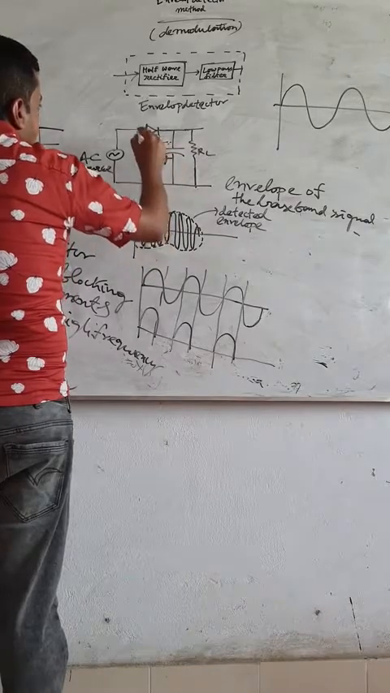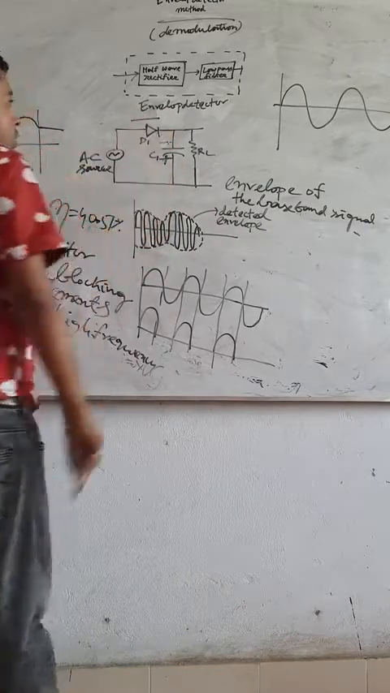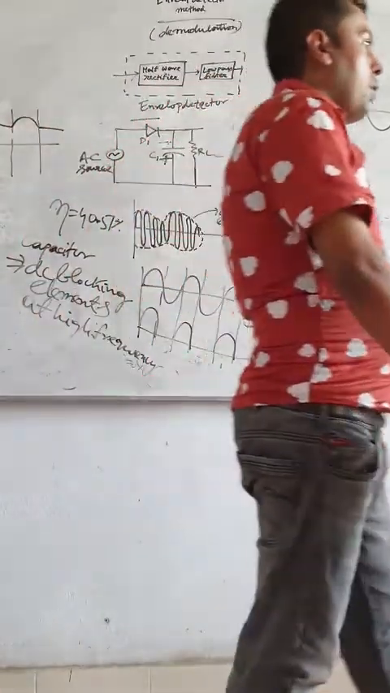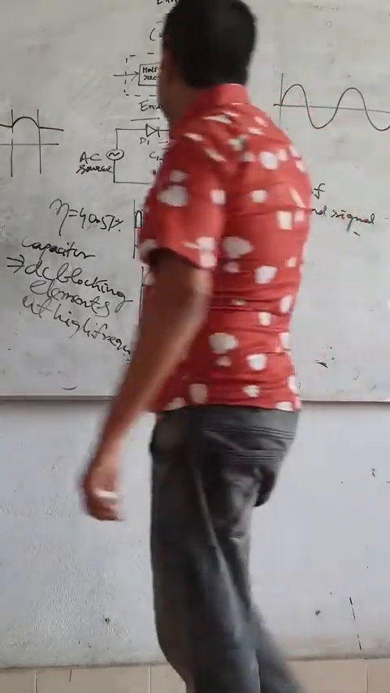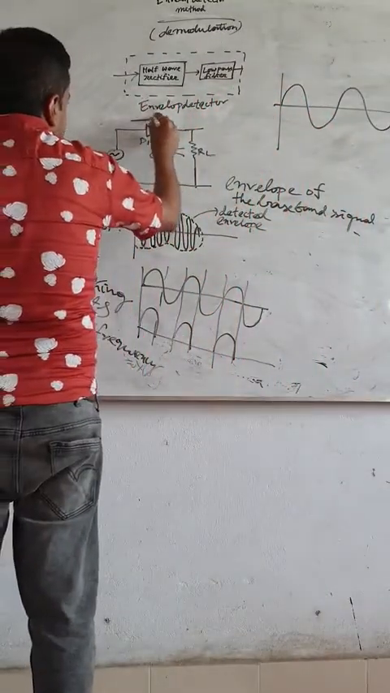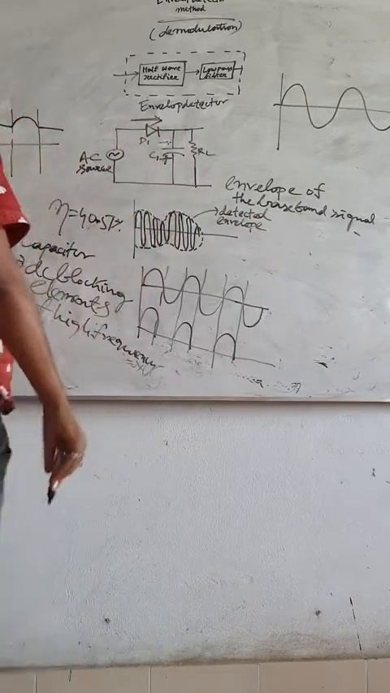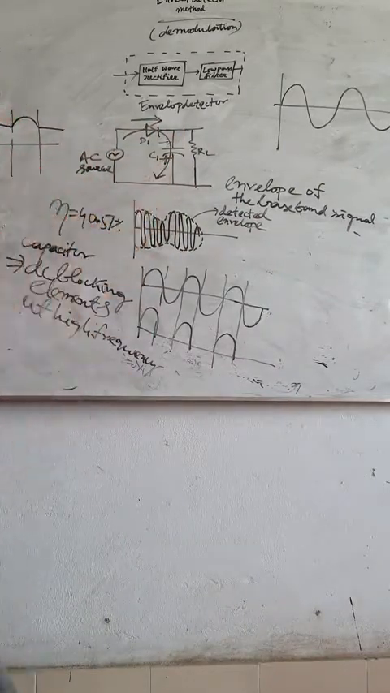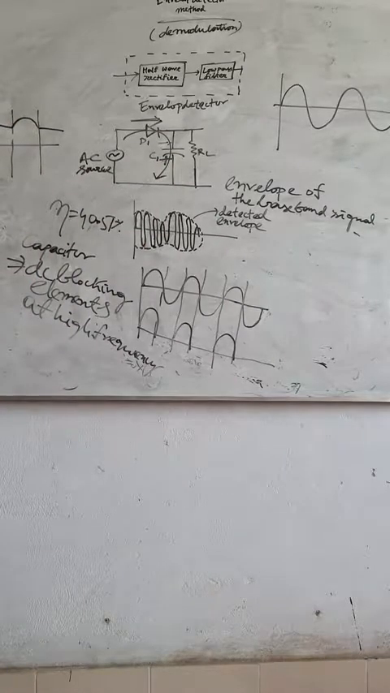when this diode is in forward bias, the diode will act as a short path. A diode can act as reverse bias and forward bias. So when the diode is in forward bias, the diode will become a short circuit. This path will be shorted like this. So the current will move through this path and it will charge the capacitor in the first cycle.